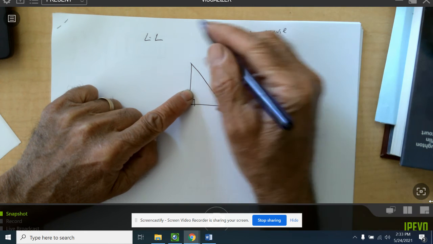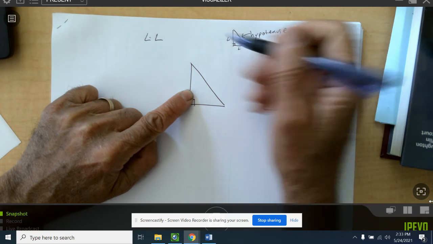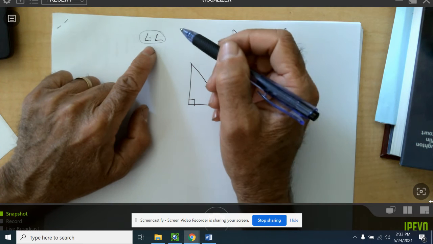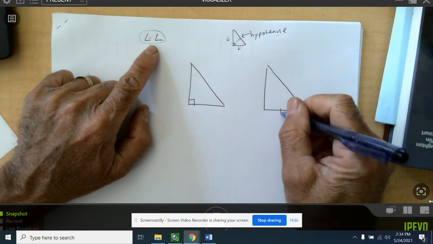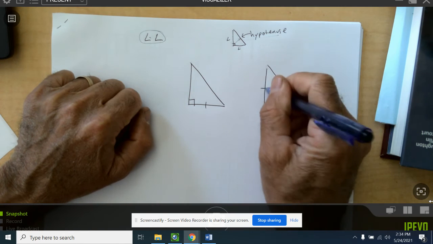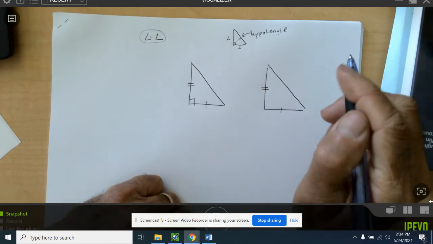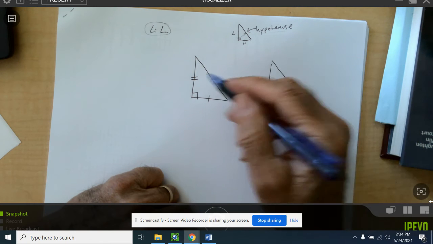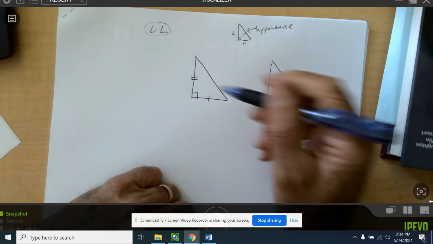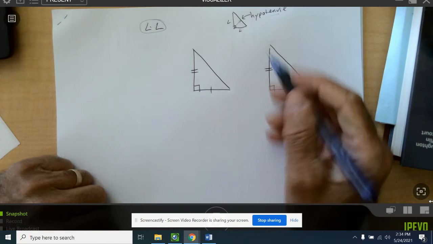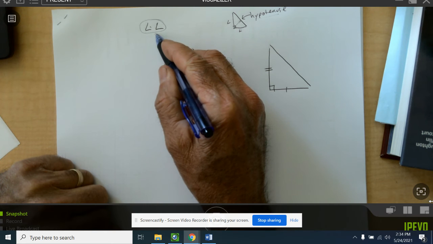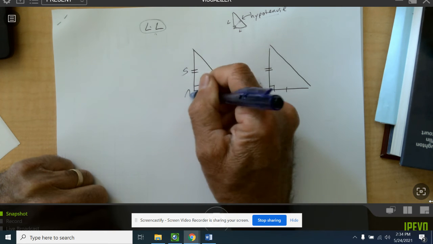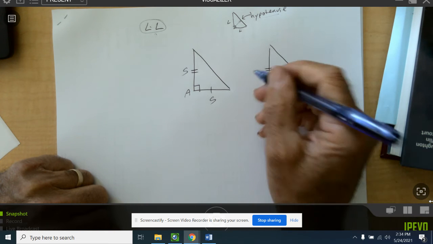Okay? And so in a right triangle, there's the leg-leg congruence theorem. If it's a right triangle and you know the two pairs of legs are congruent, then the triangles are going to be congruent. That's what the leg-leg theorem says. So notice what we have here. You really don't have to call it leg-leg. You could if you want, but it's side-angle-side.